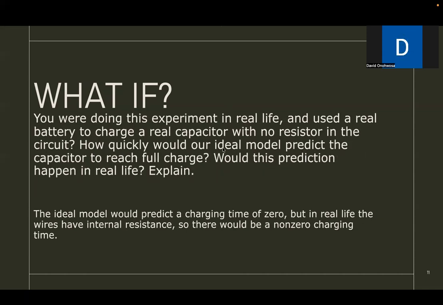And then what if we were doing this experiment in real life and used a real battery to charge the capacitor with no resistor in circuit? Our ideal model would predict a charging time of 0. But in real life, the wires will have internal resistance, so our charging time would end up being a non-zero value.